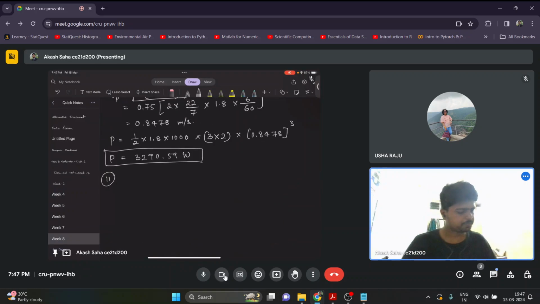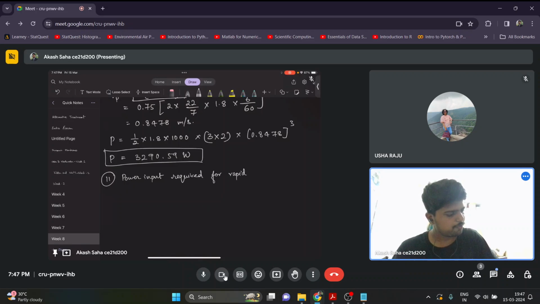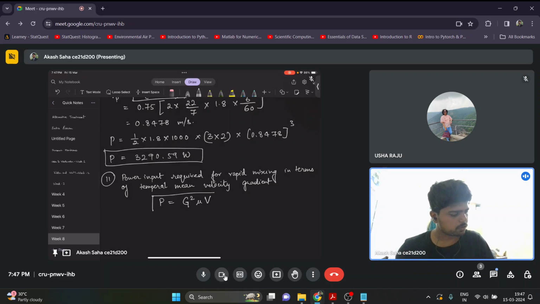So question number 11. Power input required for rapid mixing in terms of temporal mean velocity gradient. That is my G. So G is also called temporal mean velocity gradient. So P is equal to G square mu into V. So this is my equation.